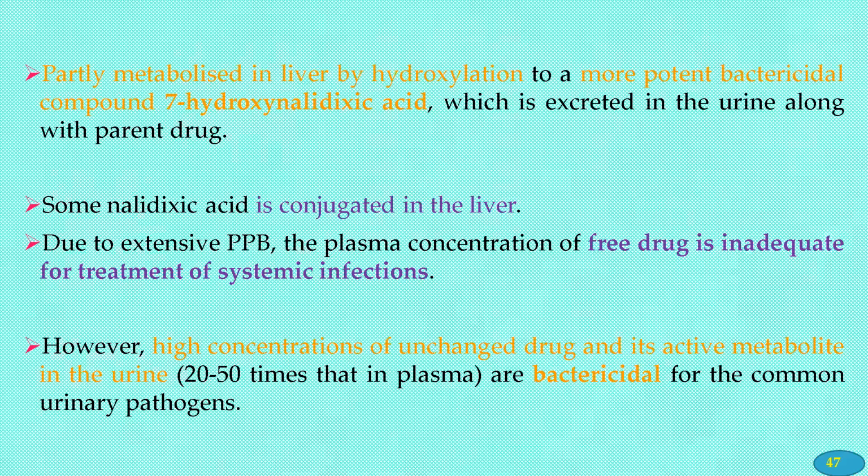However, high concentrations of the unchanged drug and its active metabolite are secreted in the urine, up to 20 to 50 times that of the plasma. And these are bactericidal for common urinary pathogens like E. coli, Klebsiella, etc., which are gram-negative in nature.